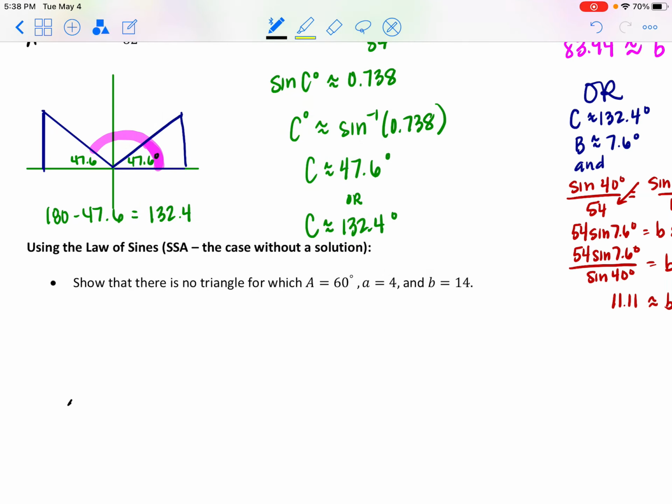First, let's try to sketch this out. I think it's useful to do that. So let's call this A and B and C. Okay, so it's saying A is 60 degrees, and little a is 4, and little b is 14. So again, this is an angle side side or side side angle case. There would be ambiguity going on with the fact that we're missing two angles.